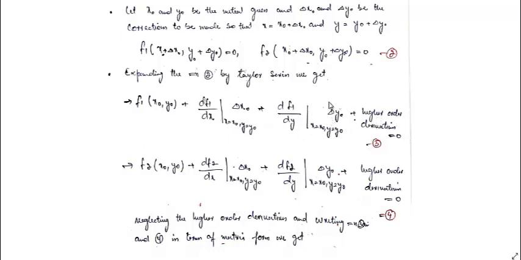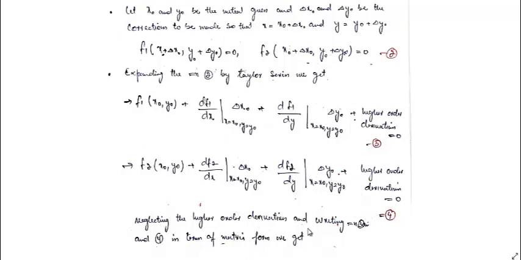As I have told you, this delta y naught and delta x naught will be very small, and their squares and higher order powers will be very small, and that can be neglected. Similarly, for f2, it will be equal to f2 of x naught y naught plus del f2 by del x into delta x naught, calculated at x is equal to x naught and y is equal to y naught, plus del f2 by del y into delta y naught plus higher order derivatives is equal to 0.